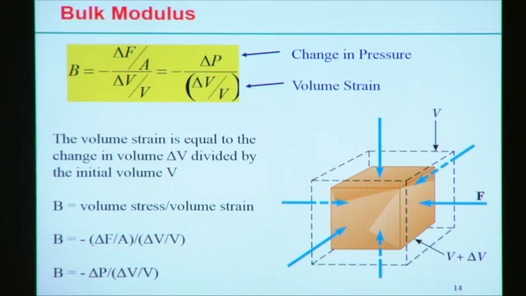So B, the bulk modulus, is specific to the solid, and it is the ratio of the volume stress and the volume strain. But this volume stress comes from the change in pressure, and the volumetric strain is the change of volume with the application of this force F, without any change of the shape of the object.